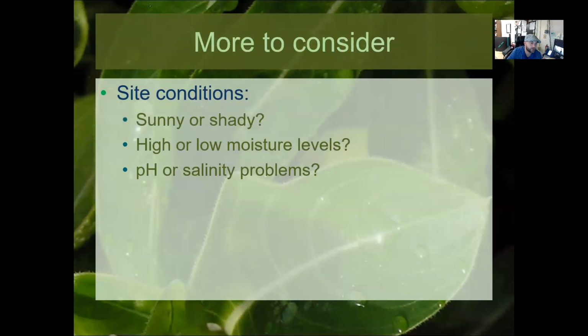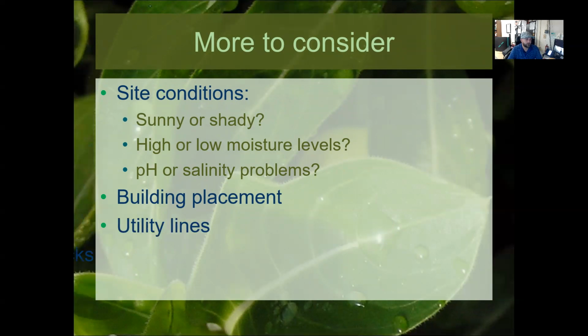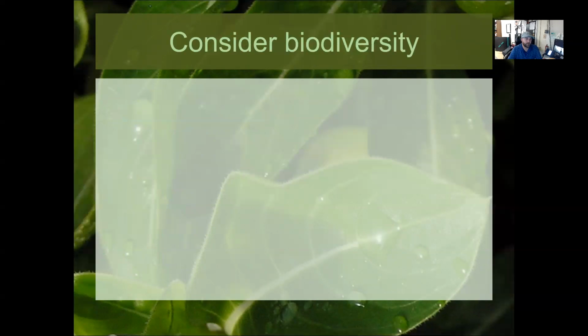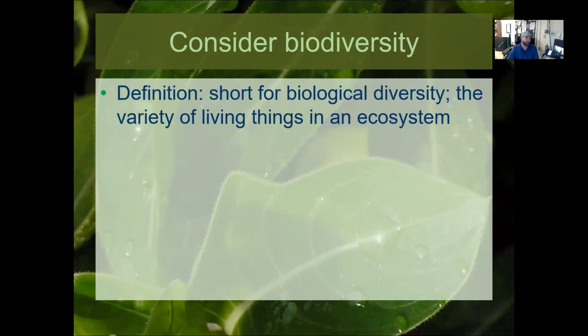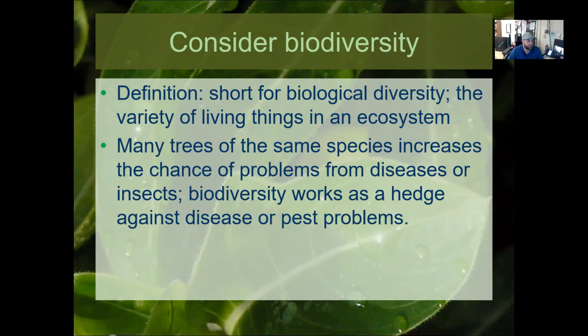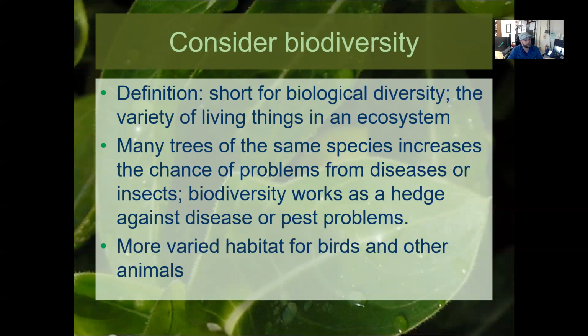So some other things to consider are the site conditions: sunny or shady, high or low moisture levels, pH or salinity problems, building placement, utility lines, lot lines, backups. And then you have to consider biodiversity, short for biological diversity, the variety of living things in an ecosystem. Many trees of the same species increases the chance of problems from diseases or insects. Biodiversity works as a hedge against disease or pest problems, and then more varied habitat for birds and other animals.